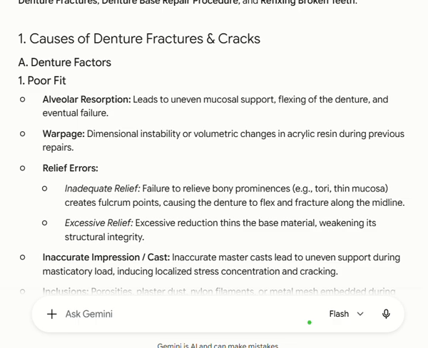Warpage: dimensional instability or volumetric changes in acrylic resin during previous repairs. Relief errors: inadequate relief, failure to relieve bony prominences, e.g., tori, thin mucosa, creates fulcrum points, causing the denture to flex and fracture along the midline. Excessive relief: excessive reduction thins the base material, weakening its structural integrity.